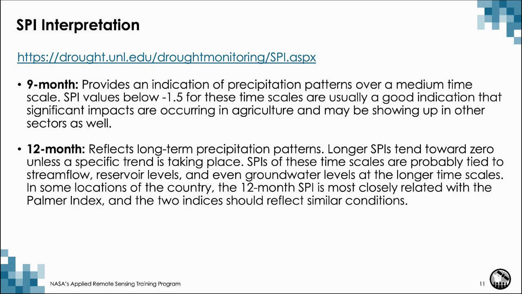The 12-month SPI is a comparison of the precipitation for 12 consecutive months with the same 12 consecutive months during all the previous years of available data. It reflects long-term precipitation patterns with SPI values tending toward zero unless a specific trend is taking place. SPI values of these timescales are tied to hydrological impacts to stream flow, reservoir levels, and even groundwater levels at the longer timescales. In some locations, the 12-month SPI is most closely related with the Palmer Index.